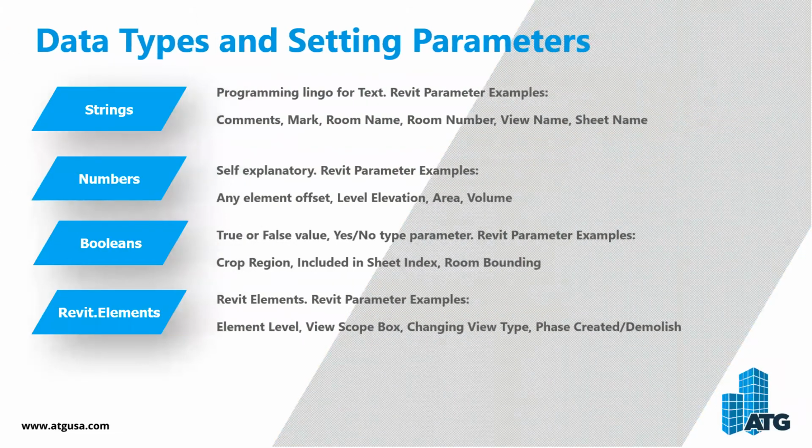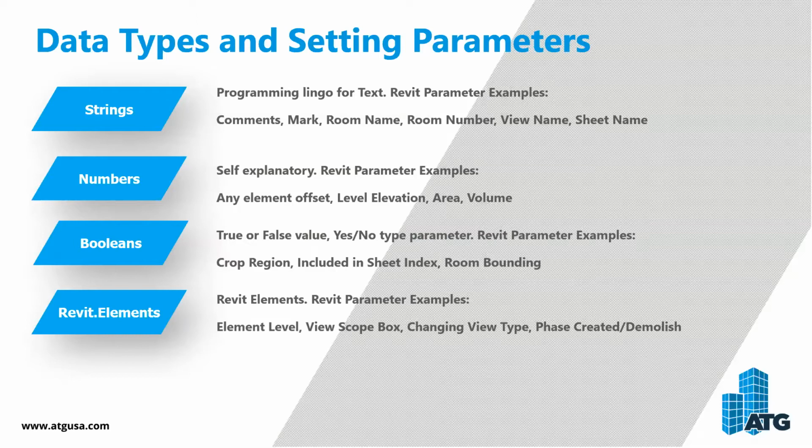So real quickly, let's cover some of the data types and parameters. We have strings. This is programming lingo for text. Some Revit parameter examples of strings would be the comments, the mark, the room name, number, view name, sheet name. Those are going to be examples that would require a string, as well as if you were to get those values, they would give you a string as a data type.